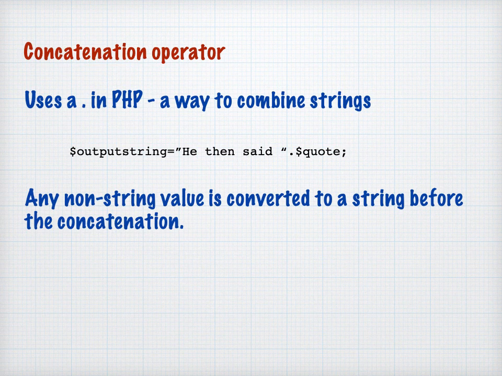If quote was a string, then it's very straightforward, because we're simply adding a string to a string. When I say adding, what I mean is it's just combining them together. If quote contained a number, then it will simply convert that number to a string and then attach it to the other string. So again, we'll end up with a string, but it will say something like he then said 42, or whatever it was that was inside that quote variable.